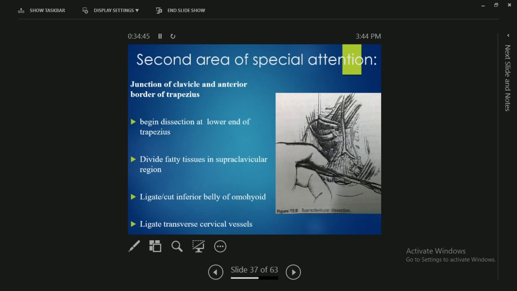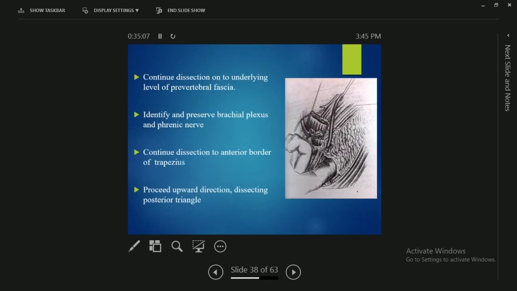Second area of special attention is junction of clavicle and anterior border of trapezius. Begin the dissection at the lower end of trapezius. Divide the fibrofatty tissue in supraclavicular region. Ligate or cut the inferior belly of omohyoid, and also ligate the transverse cervical vessels. Continue dissection onto overlying level of prevertebral fascia.